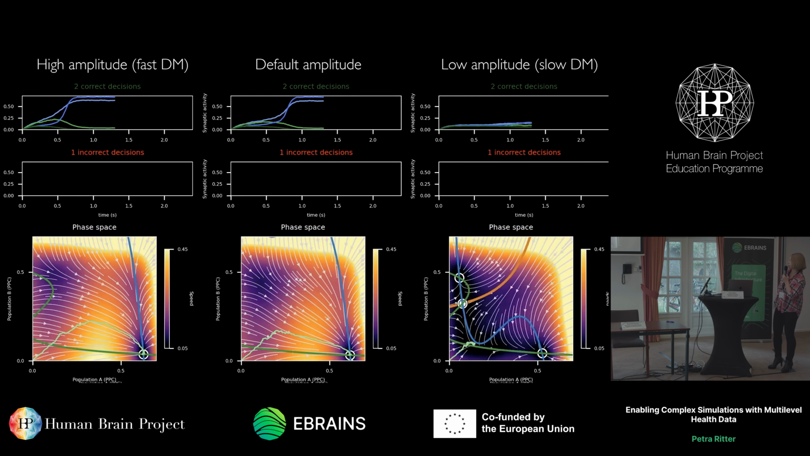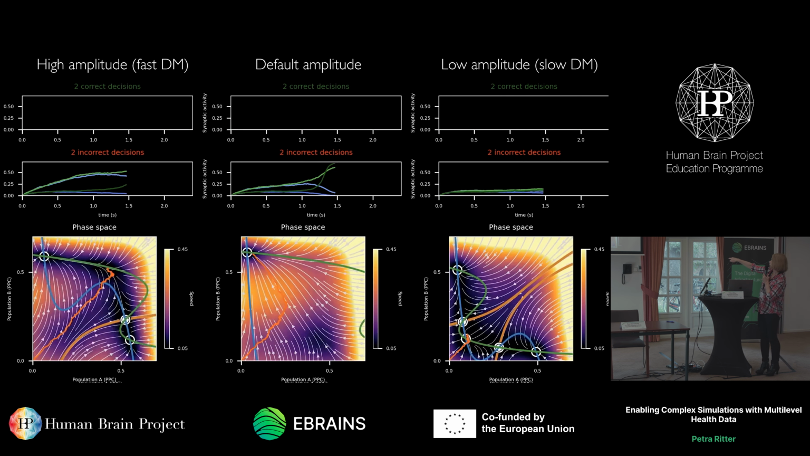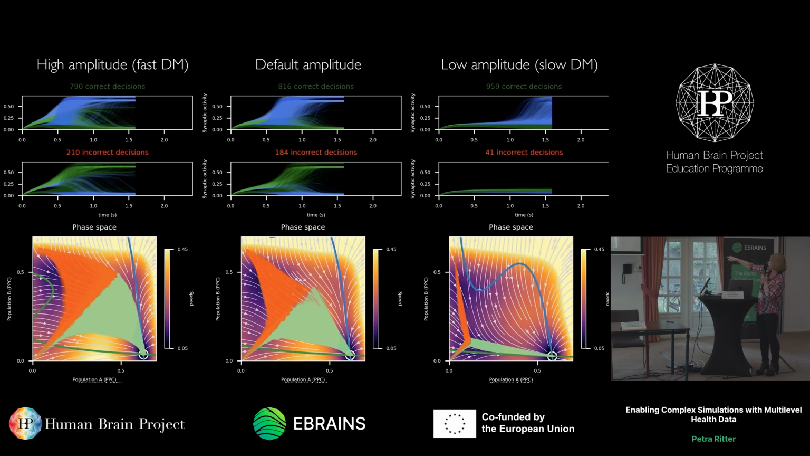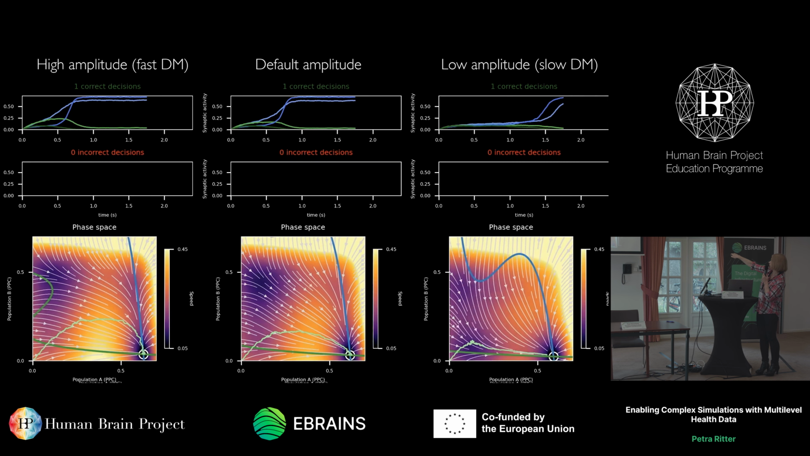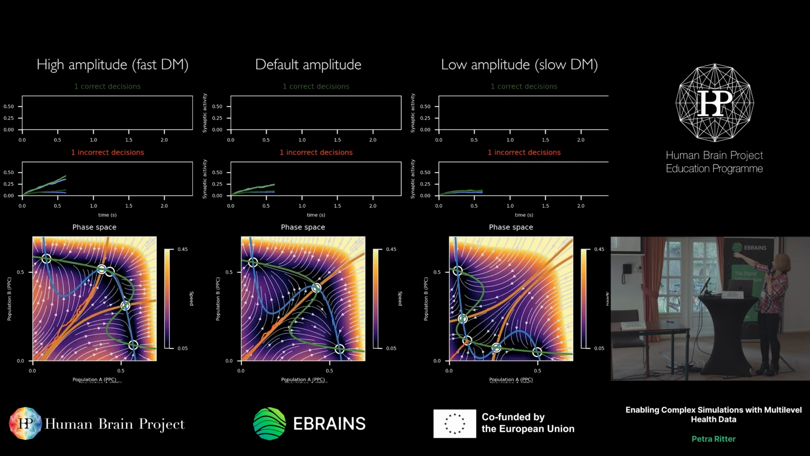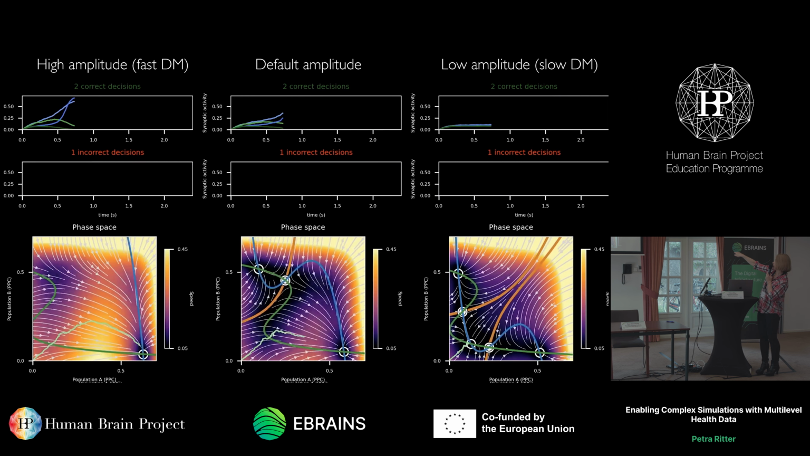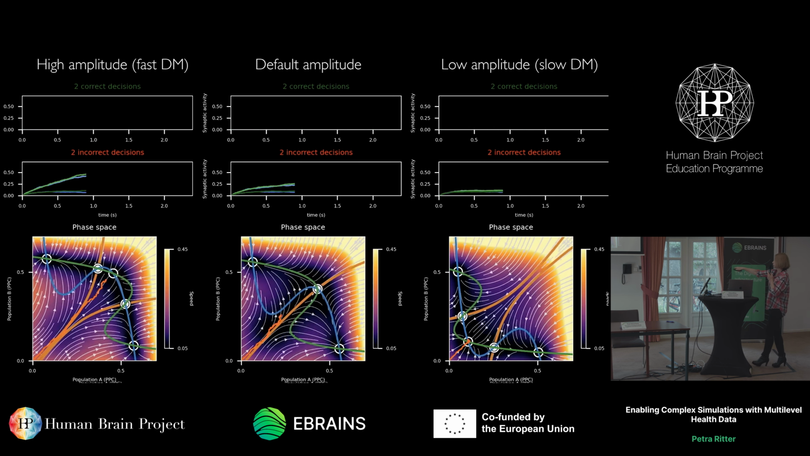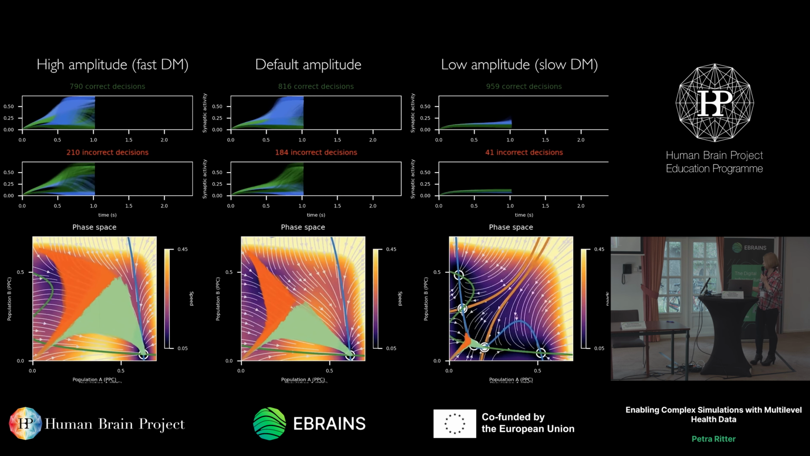And if you look closely, you will see that for the high amplitude scenario, the decision is ramping up much faster, much earlier than for the low amplitude scenario. So for the low amplitude scenario, it takes more time and it leaves more time for evidence accumulation until a decision is taken. And this is due to the phase space reconfiguration that you can see here.